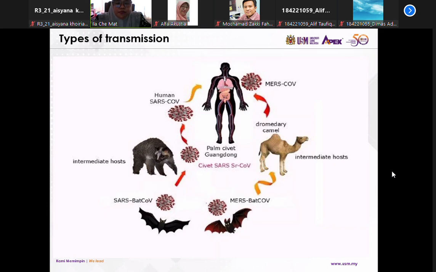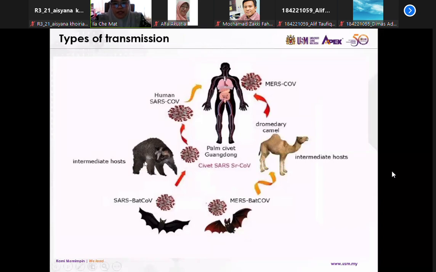Okay, how it happens, let's talk about SARS-CoV. SARS-CoV happened in 2002. This one also started in China. What happened was that the bat is the reservoir. So the virus is there inside the bat. The bat eats the fruit, and then the leftover, the bat just leaves the leftover, and the leftover was eaten by the intermediate host, which is the palm civet.